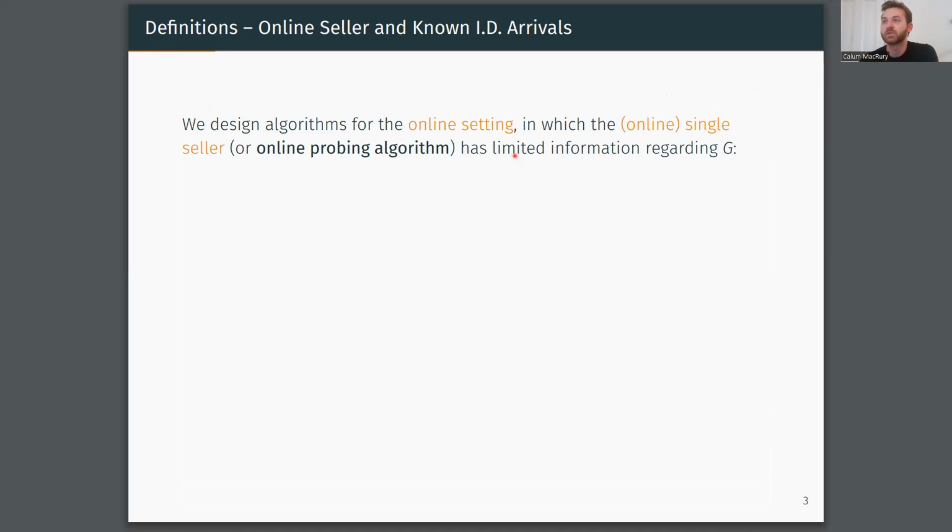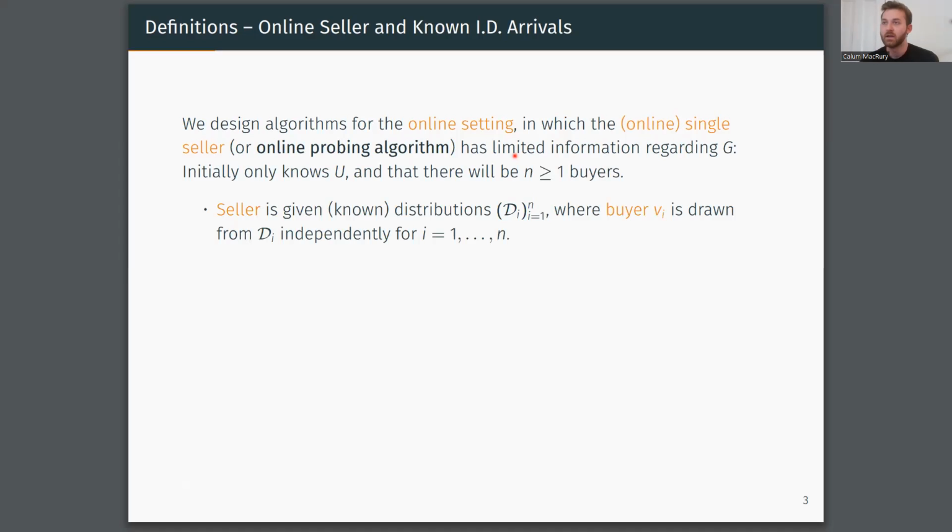Okay, so in this paper, we're actually going to be interested in algorithms in the online setting. So in this setup, the online single seller, otherwise known as an online probing algorithm, has limited information regarding the stochastic graph G. So initially, they only know that they have some item set U, and that there are going to be N buyers which arrive. In addition, the seller is given some known distributions, and it's told that buyer V_i is going to be drawn from D_i independently in each round.